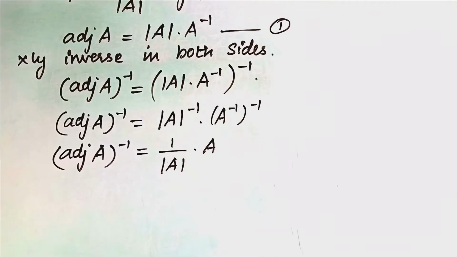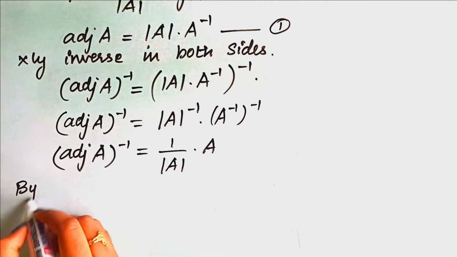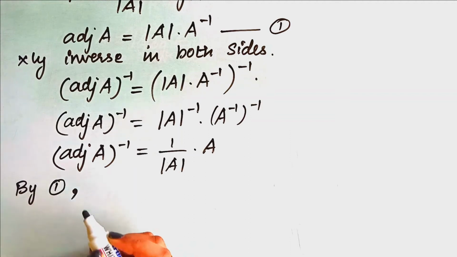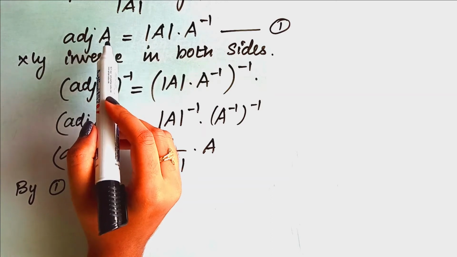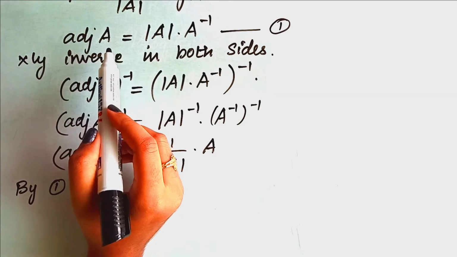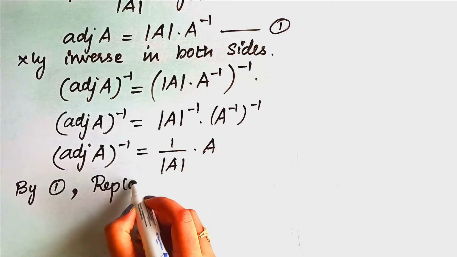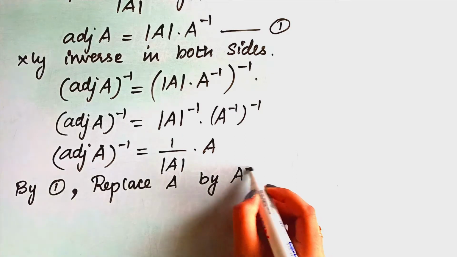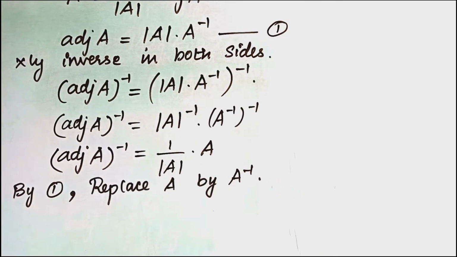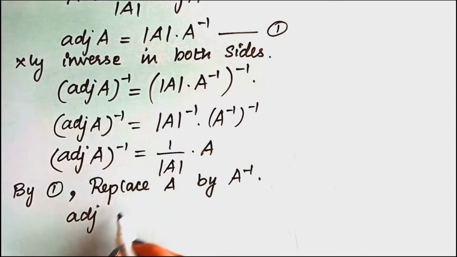For that, we are using our first equation. So by equation 1, what we are going to do is, we are going to replace A by A inverse. So we have to prove that adjoint of A inverse, right? So in the place of A, we are going to replace A inverse. Now let's replace it. Adjoint, in the place of A, we are going to replace A inverse.